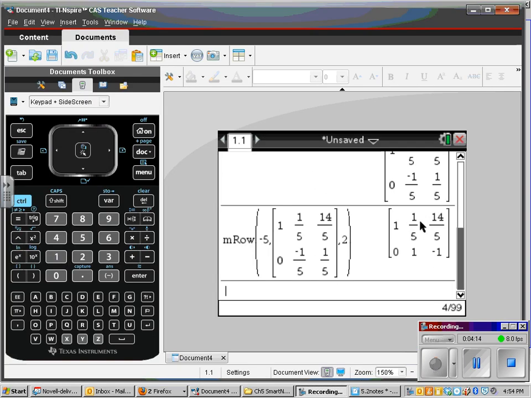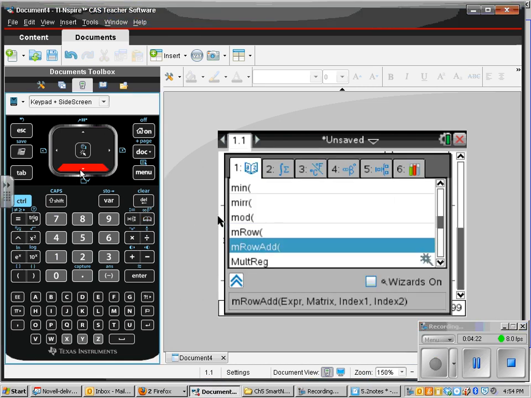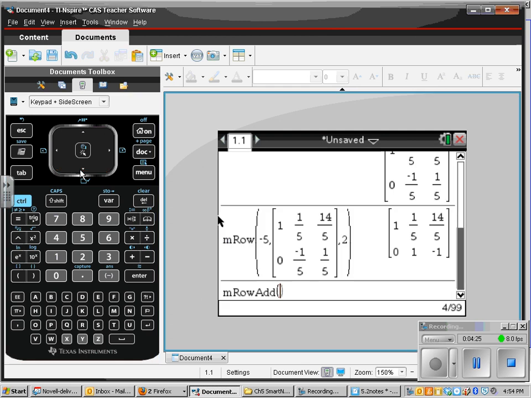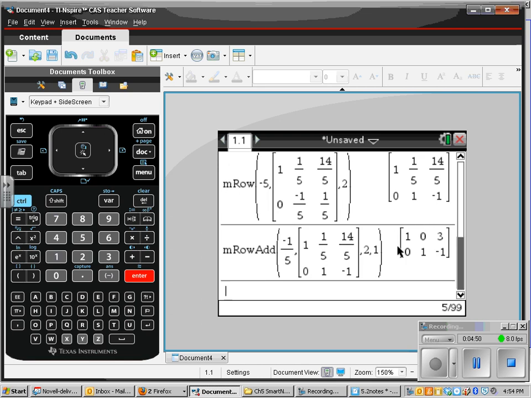Finally, I need to get a 0 in this position where the 1/5 is. There are 2 steps to get a 0, so I go to the catalog and I choose mRowAdd. 2 operations, multiply and add. I want to add -1/5 to the 1/5 that's here, so that's the number, -1/5, that I'm going to multiply by this 1 and then add it to that row to get the 0. So, comma matrix, comma multiplying row 2 where the 1 is, and changing row 1. The row that you're changing is always the row that you end your command with.